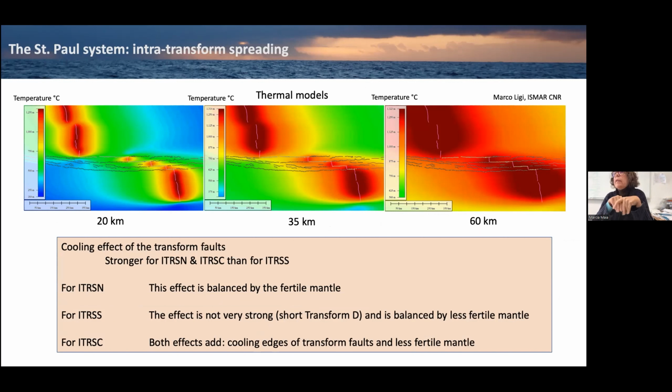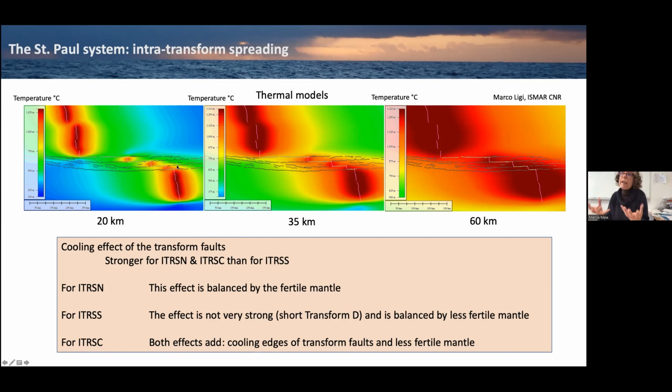And we postulate that this is actually linked to the cold edge effects of the transform faults. In the north inter-transform segment, we have a strong cold edge effect because the transforms there are very long. So this effect is very important for the north inter-transform segment, a little bit smaller for the central inter-transform segment, and very small for the south one because the length of the offset is very small.